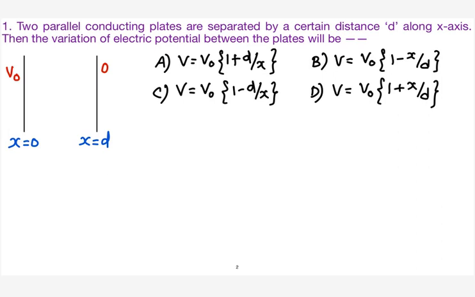Yes. So see the question. There are two parallel conducting plates separated by a certain distance d along the x-axis. So these are the two parallel conducting plates and this is your x-axis. Then find the variation of electric potential between the plates. Can anybody tell me what is the answer for this?